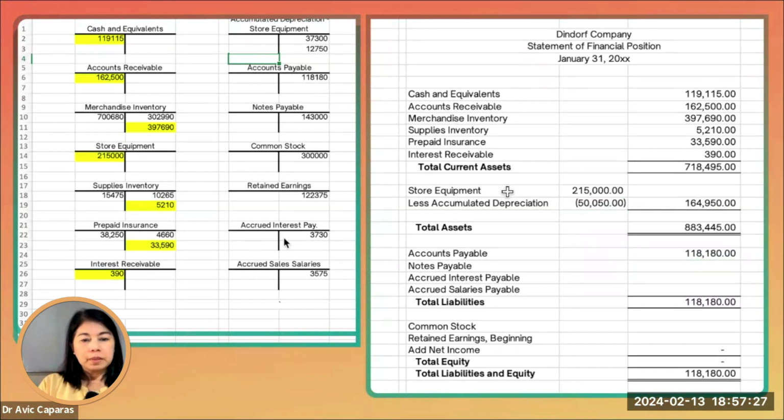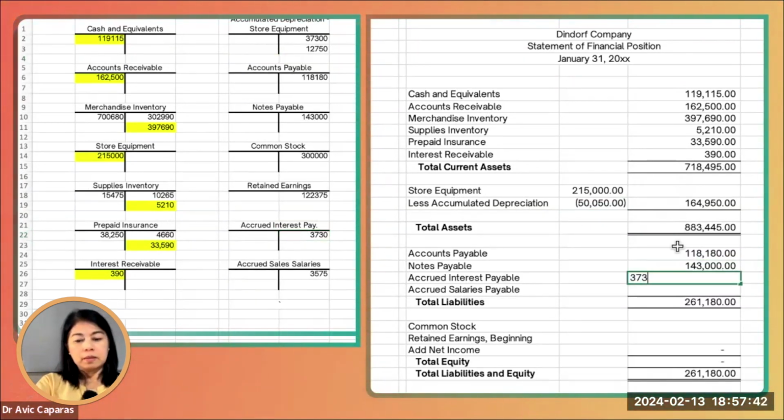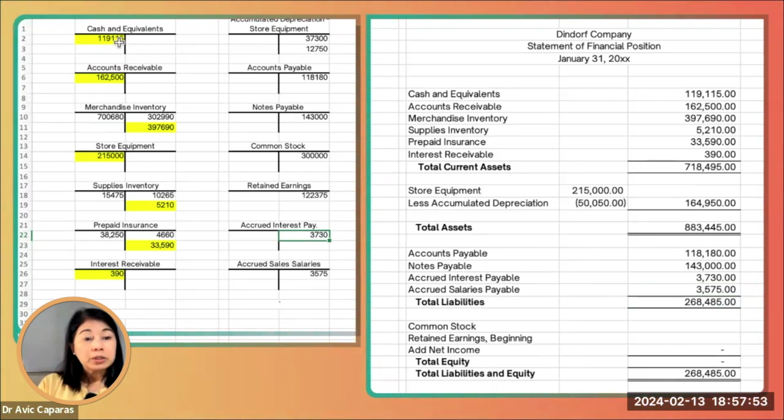Notes payable 143,000. Accrued interest payable 3,730. Accrued salaries payable 3,575. There is really no reason for me to put this in yellow, it's not part of any accounting process. I'm just saying I have gotten this, but I discontinued it when it came to here because you might say it's necessary. No, it's not.